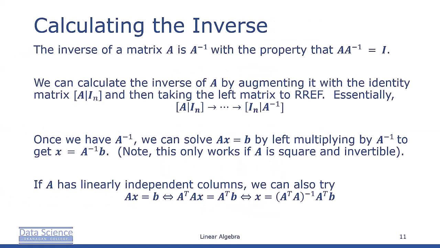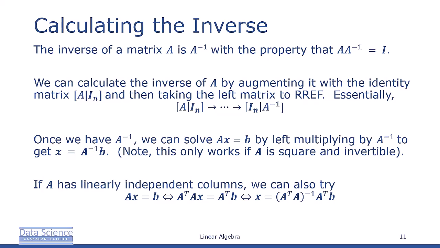Well, the inverse of a matrix A is A inverse and has the property that A times A inverse is equal to the identity matrix. One way to calculate A inverse, if A is not 2 by 2, is to take matrix A and append the identity matrix to it. This is called matrix augmentation. And then we can perform elementary row operations on the augmented matrix until we have the identity matrix on the left, and the matrix that ends up on the right is the inverse of A.